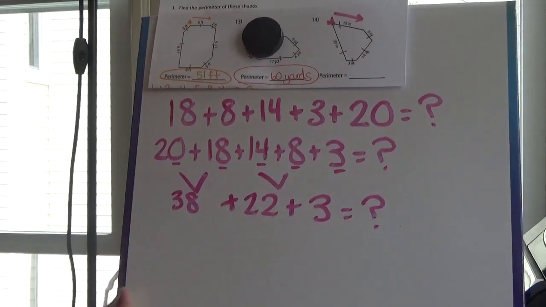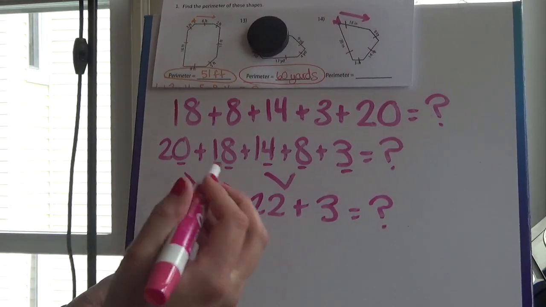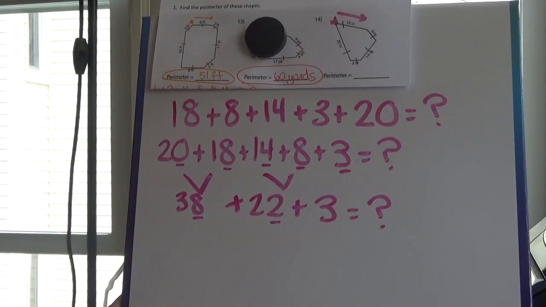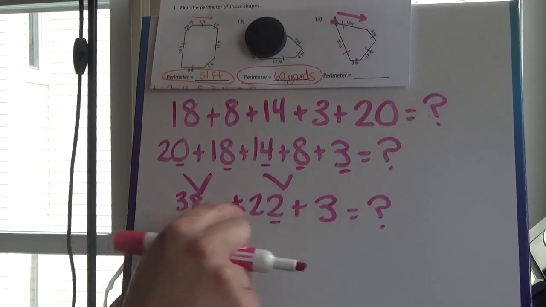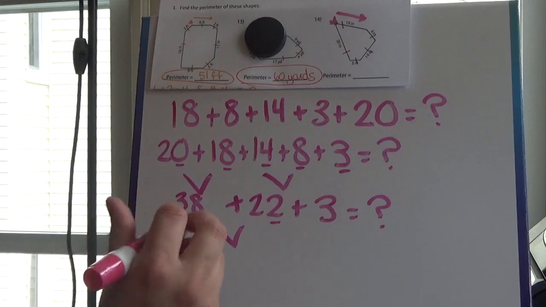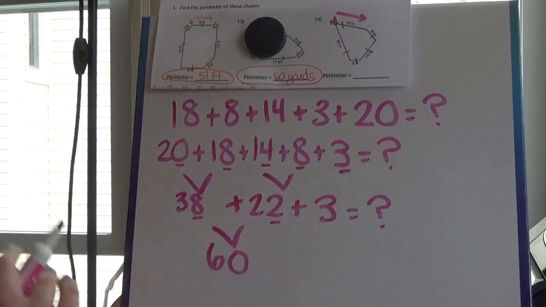One thing that I'm noticing here is my ones place. 8 and 2, that's going to give me a friendly number. Friendly numbers make adding so much easier. So let's add 38 and 22 together. 30 plus 20, well, that's 50. 8 plus 2 is 10. 50 plus 10 equals 60.